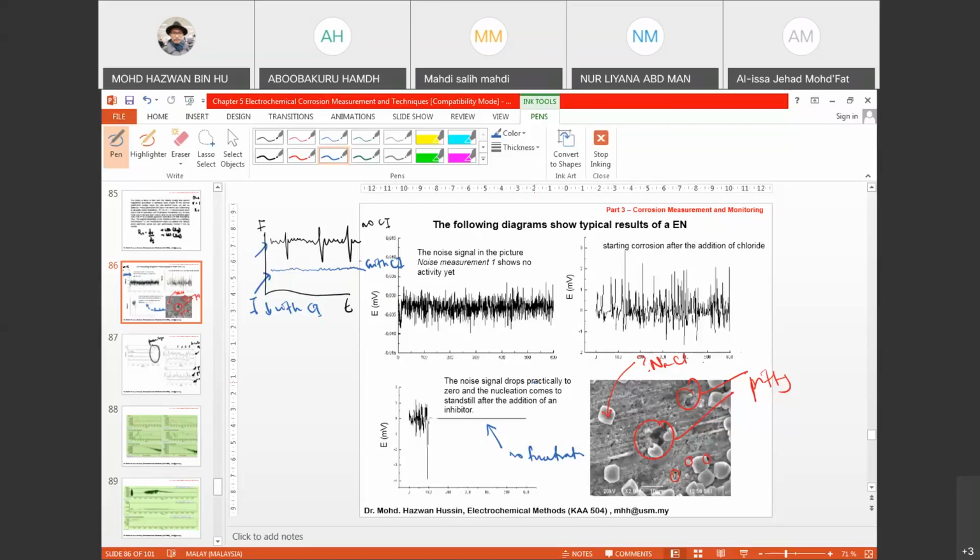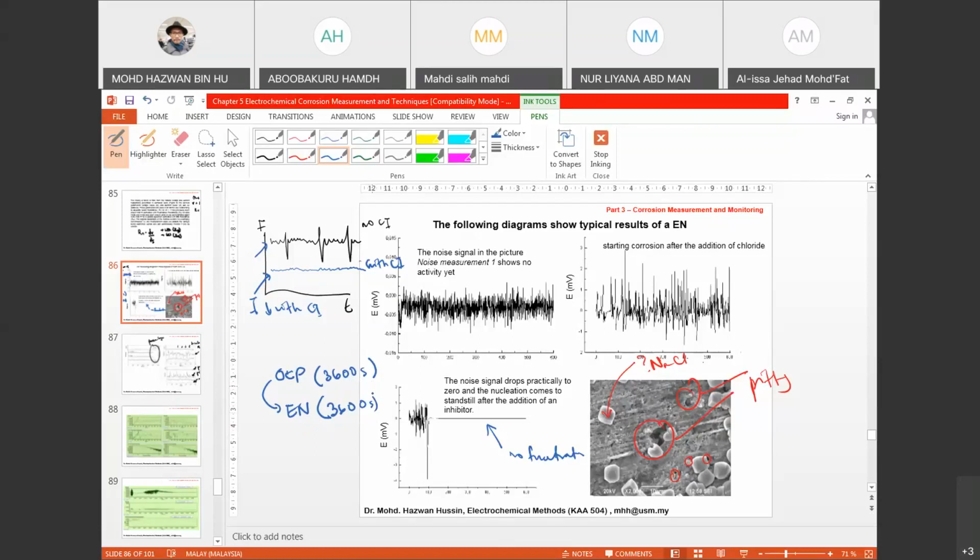Okay. So for noise, of course, before we do it, we have to do OCP first. And normally the OCP will take a longer time, maybe like 1 hour, before we can run electrochemical noise. And electrochemical noise is normally recommended for 1 hour also. So you have OCP to make it very stable for 1 hour, and then after that you do noise for another 1 hour as well.